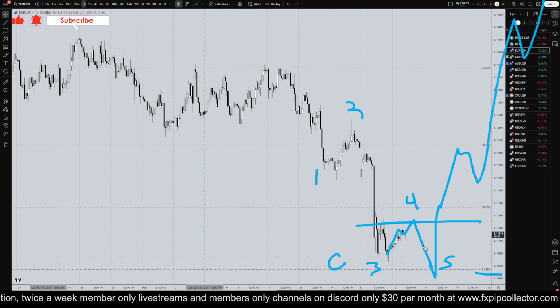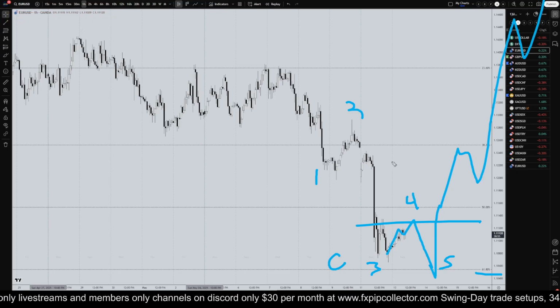If it doesn't do all that, but instead just pushes beyond the 61%, then just continue to look for shorts at the end of pullbacks.